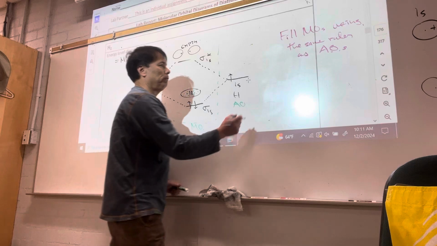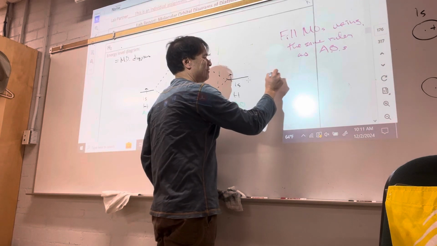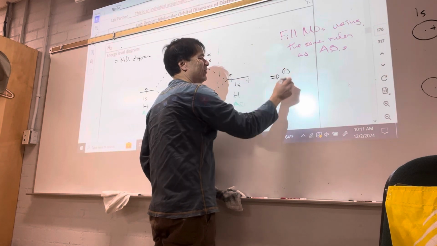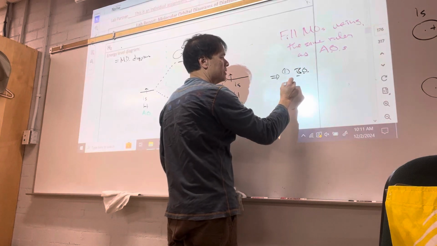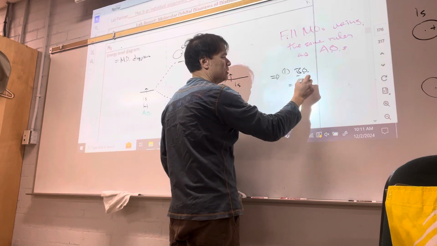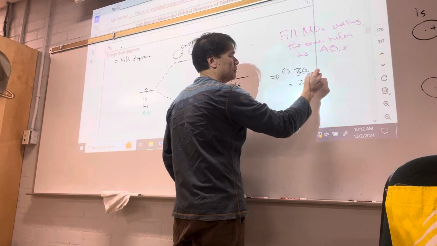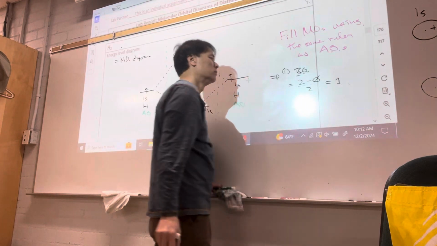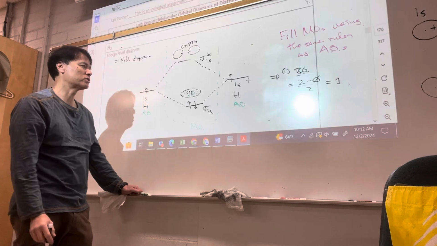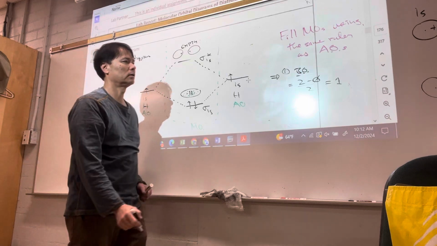So there are 2 things that we get from this. Number 1, we want the bond order. The bond order is equal to the number of bonding electrons, 2, minus the number of anti-bonding electrons, 0, divided by 2. The bond order is 1. So what we say is that there's a hydrogen-hydrogen single bond.